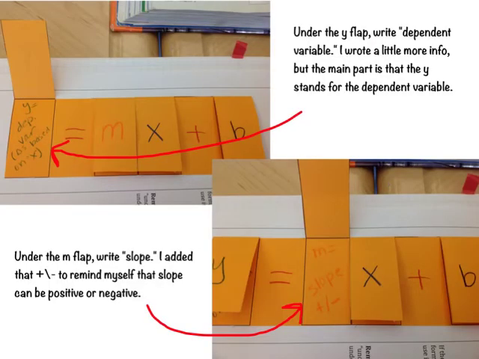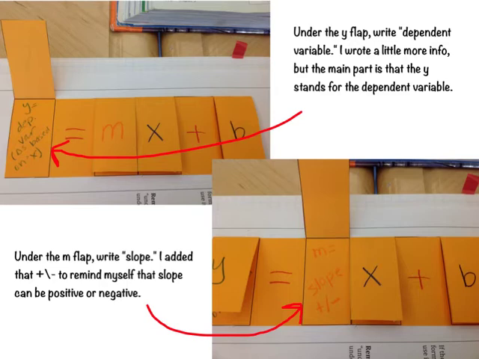Under the Y flap, write dependent variable. I wrote a little more information, but the main part is that the Y stands for the dependent variable. I also just wrote like Y equals, and then I wrote changes based on X. That's the delta sign for changes.